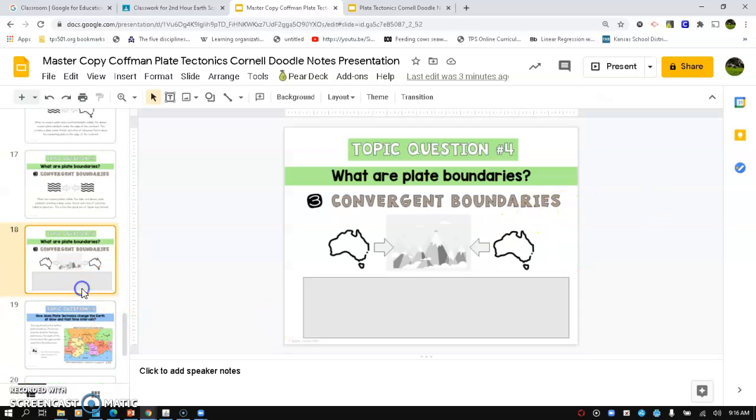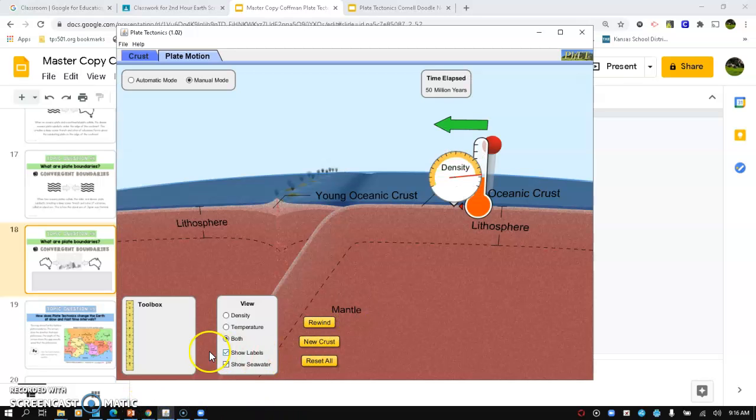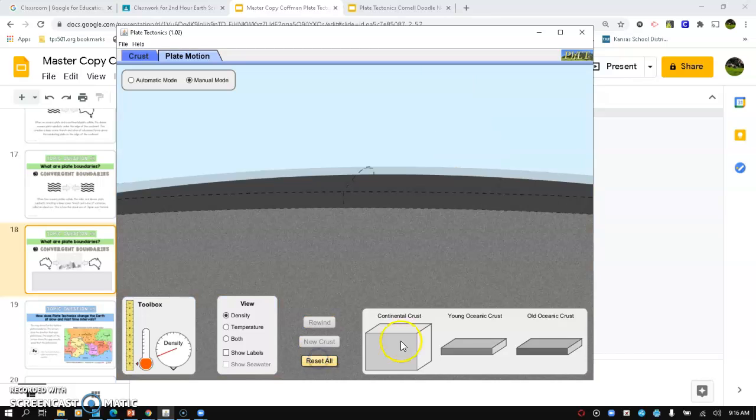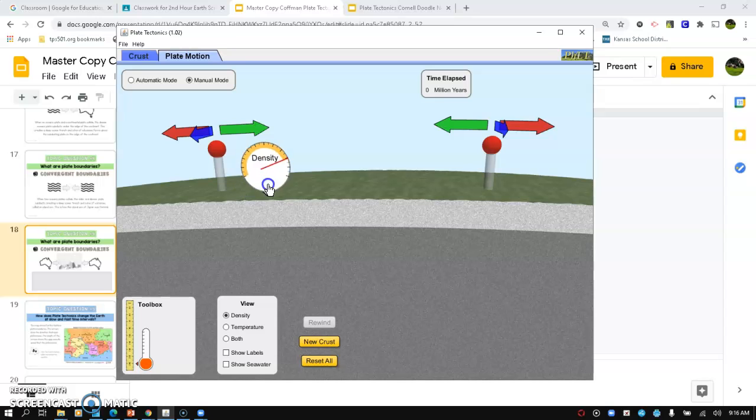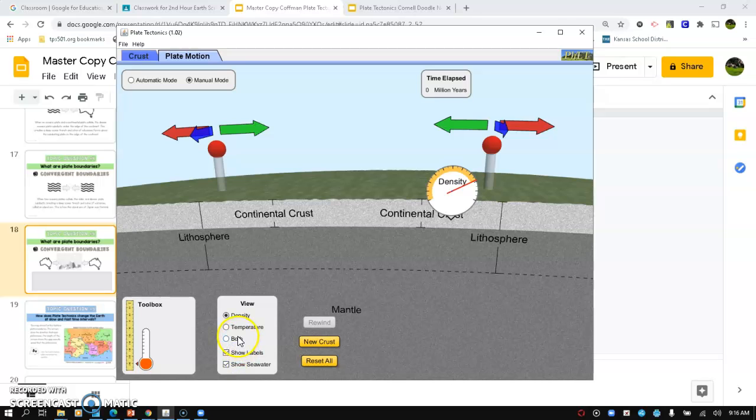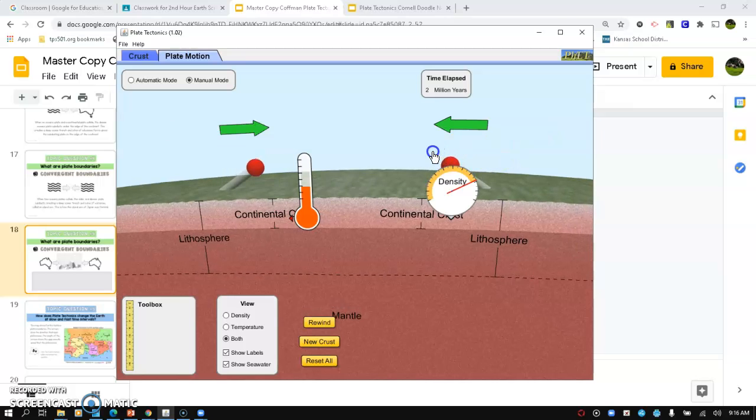So the last one is continental versus continental. Who's gonna win? Let's go see. I've got to reset all. So I've got continental, and the densities are about the same. Now that's not in reality. It's not going, no seawater, right? I'm going to have both. You can see it gets hotter. And my temperature is hot down here, but as we go up, they're going to be the same. Well, let's get them together.